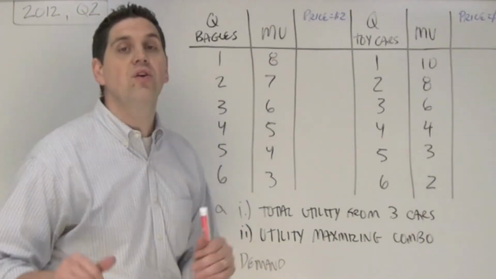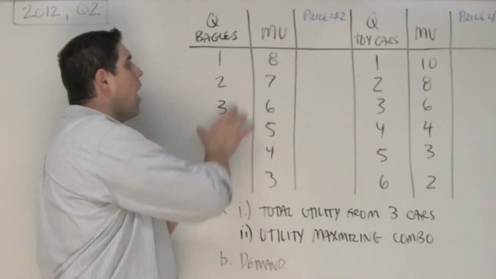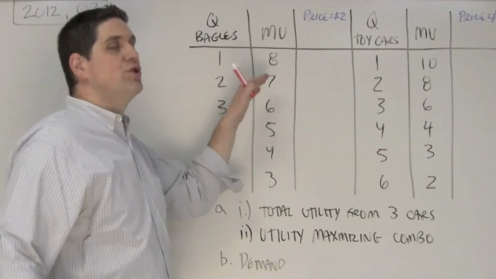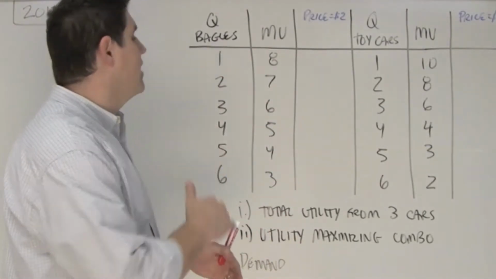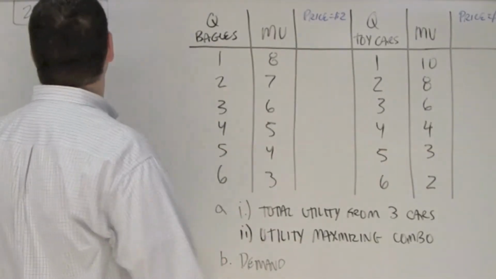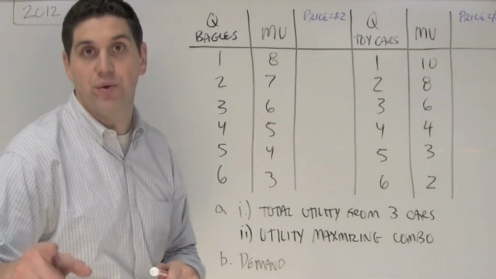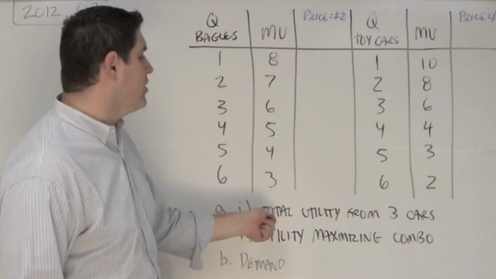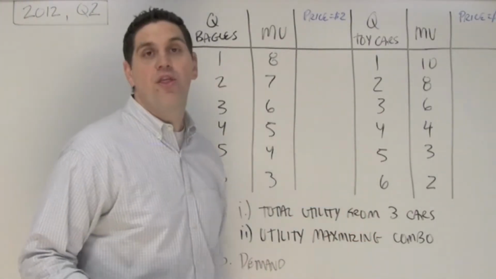All right, here is a utility maximizing question where they give you the quantity of two different products and the marginal utility associated with the different consumption of those quantities. This question comes from 2012, question 2. It asks you what's the total utility from buying or consuming 3 cars.